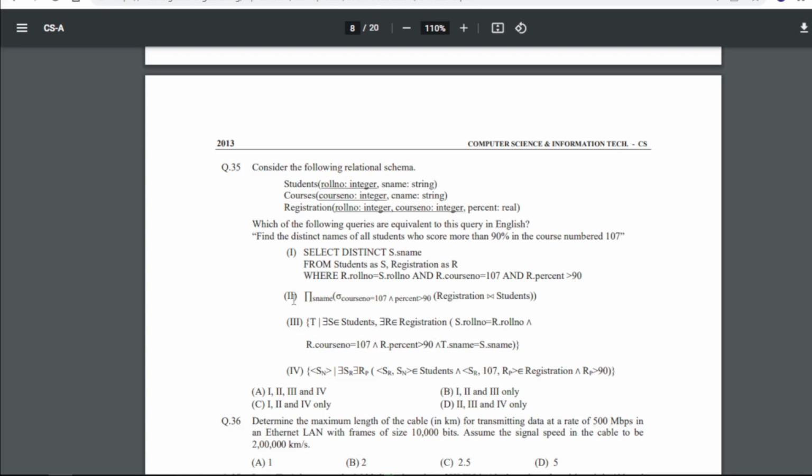Now if you check the second expression, this is also true. Third and fourth are also true. So if you try with all these, you will find the answer is A, that is all the above are true.